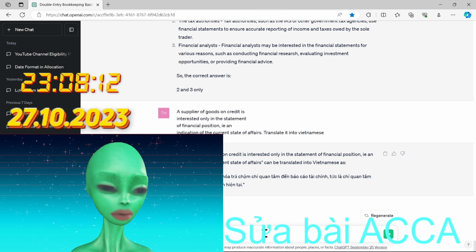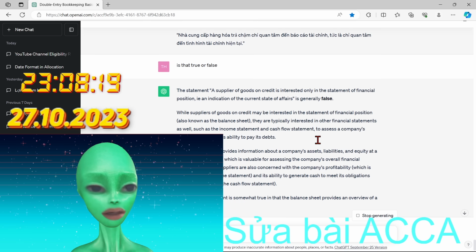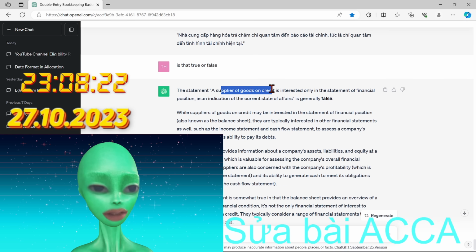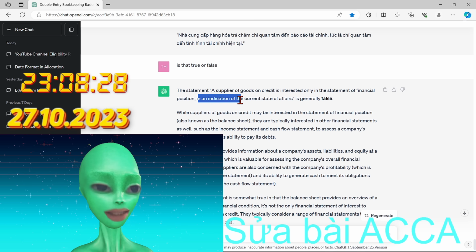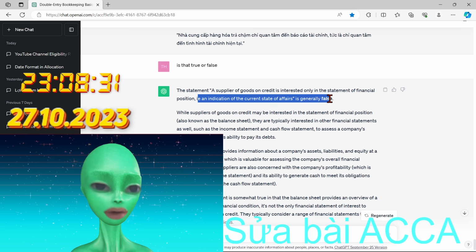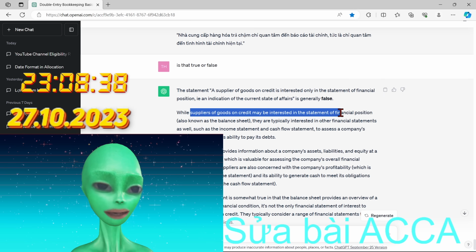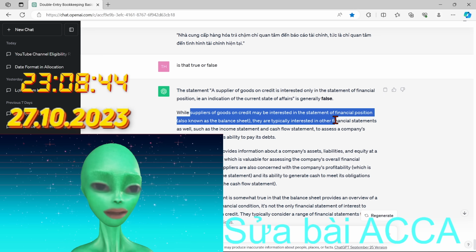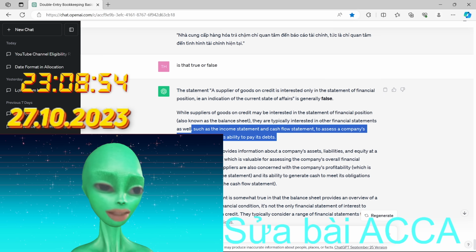True or false? The supplier of goods on credit is interested only in the statement of financial position, i.e. an indication of the current state of affairs, is generally false. While suppliers of goods on credit may be interested in the statement of financial position, also known as the balance sheet, they are typically interested in other financial statements as well, such as the income statement and cash flow statement, to assess a company's financial health and its ability to pay its debts.